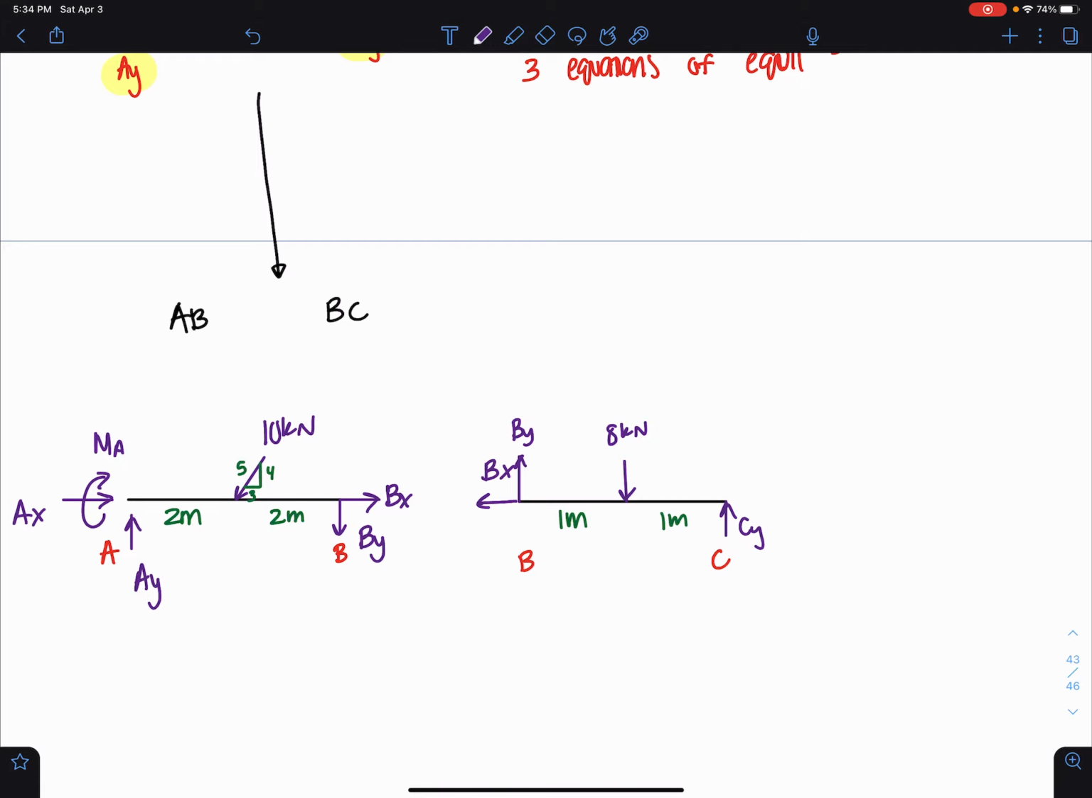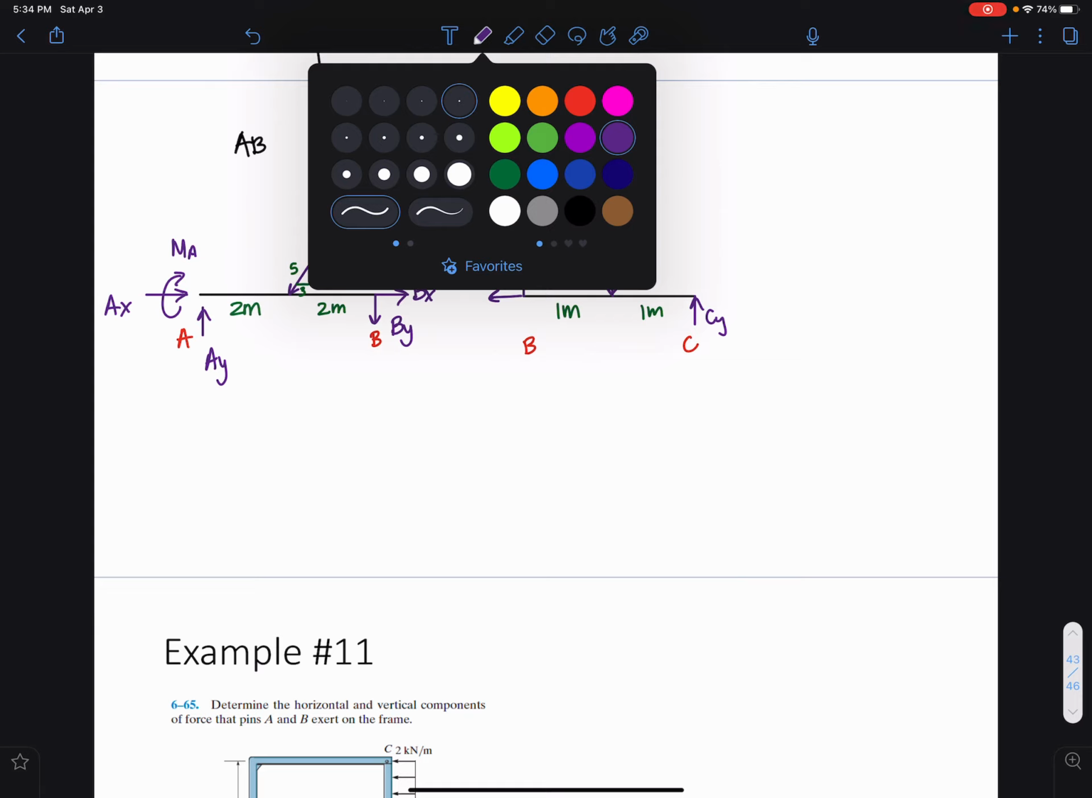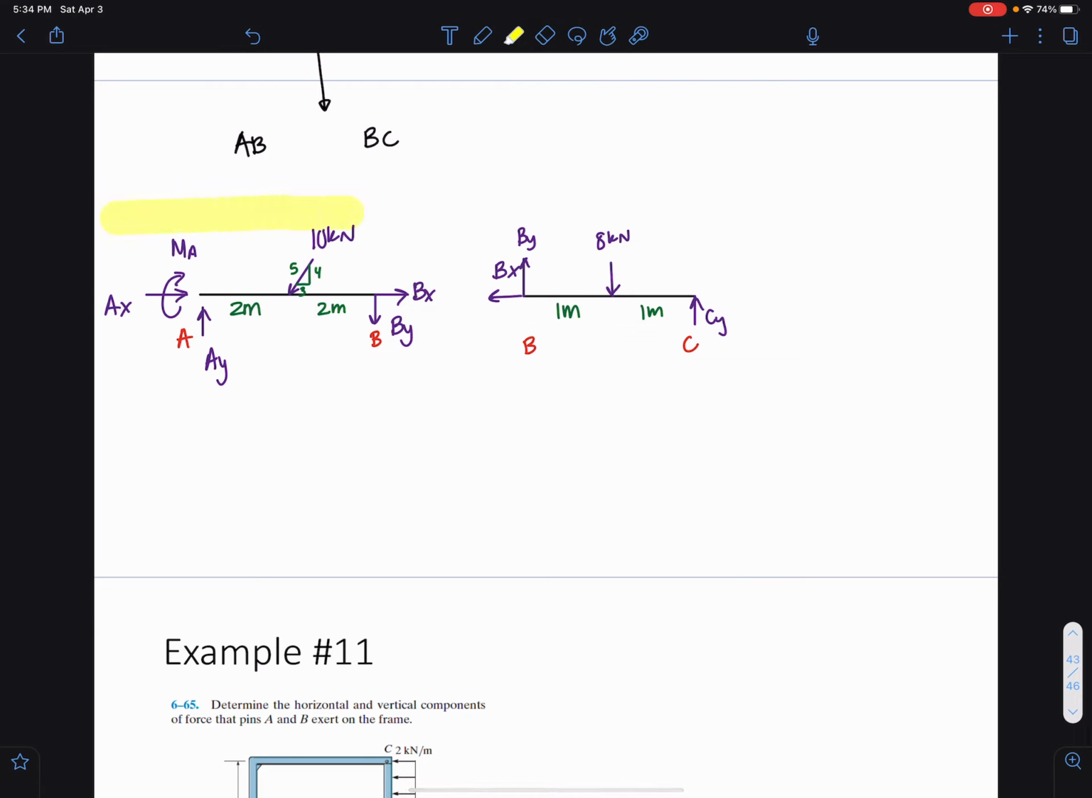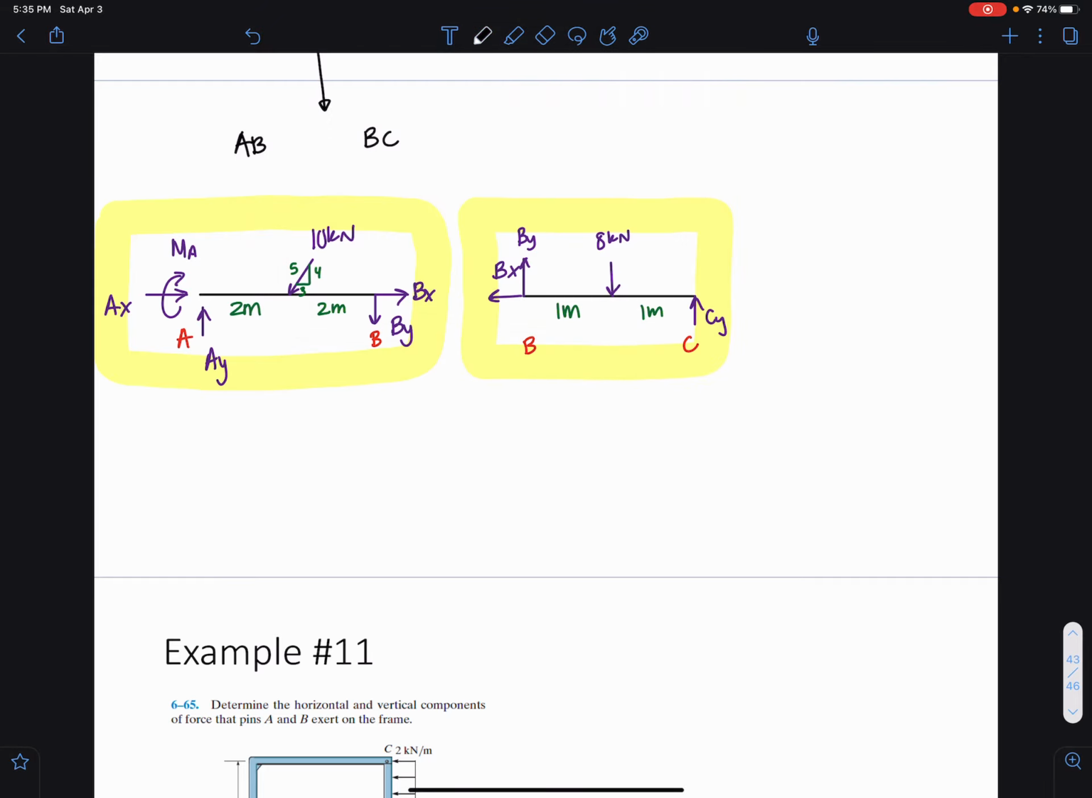Now what I can do is I'm going to actually highlight both of these. This is one part of the structure that I have to analyze, and this is the other part of the structure I have to analyze, okay? So I'm going to start with BC. I'm going to start analyzing the section BC, and really quickly we can see when I sum forces in the x direction, set that equal to 0, say this direction is positive, I get BX is equal to 0.